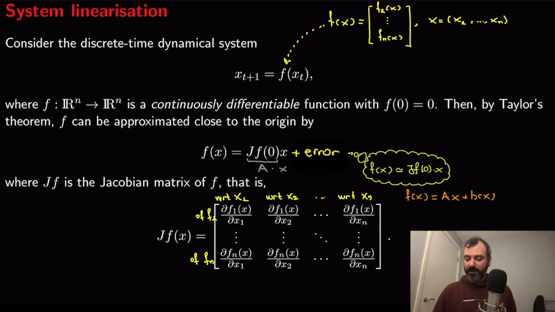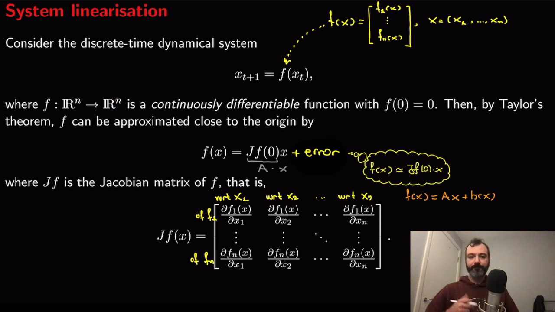So consider this dynamical system, x_{t+1} is equal to f of x_t. Of course, x_t is a vector like this, x1, x2, x3, up to xn. x_{t+1} is another vector, so this function f maps vectors to vectors. It returns a vector with elements f1 of x, f2 of x, down to fn of x. It's a function from R^n to R^n.